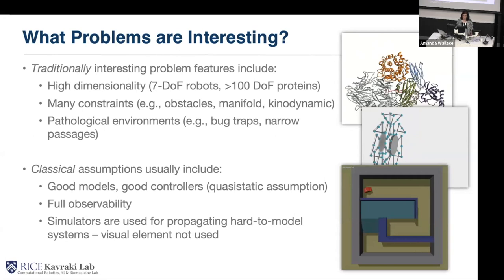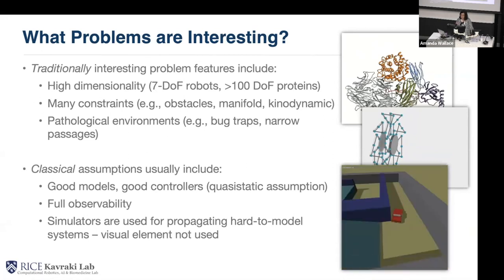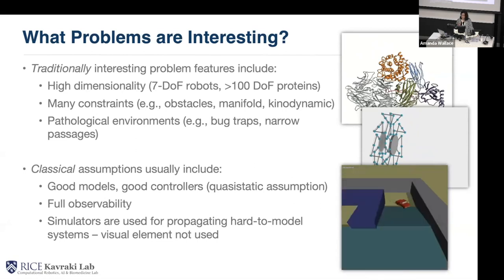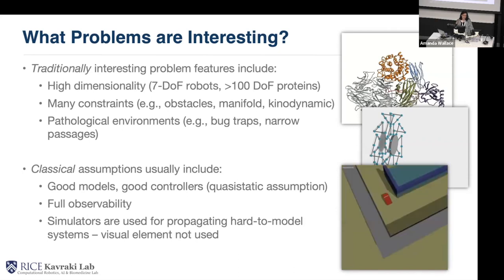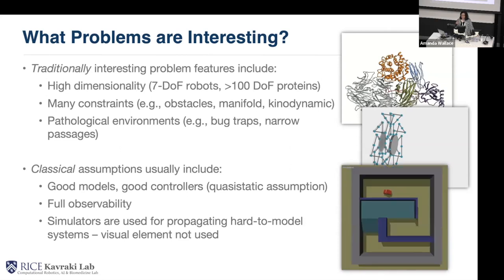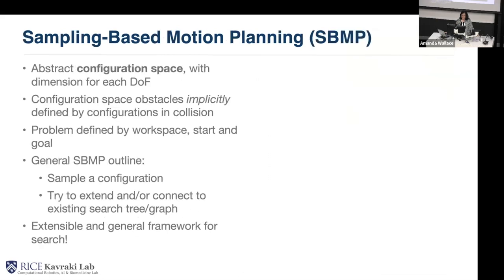Classical assumptions include good models, good controllers. Often a quasi-static assumption was made, full observability, and simulators are used for propagating the system, for propagating hard to model systems, systems for which we do not have equations. Like the car that you see here, it was not going fast enough, couldn't get off the ramp. And now a simulator is used to understand how it gets off the ramp, but really, the visual element was never considered. It was never the goal for things to look nice, just to make sure that the physics were taken into account as best as possible.